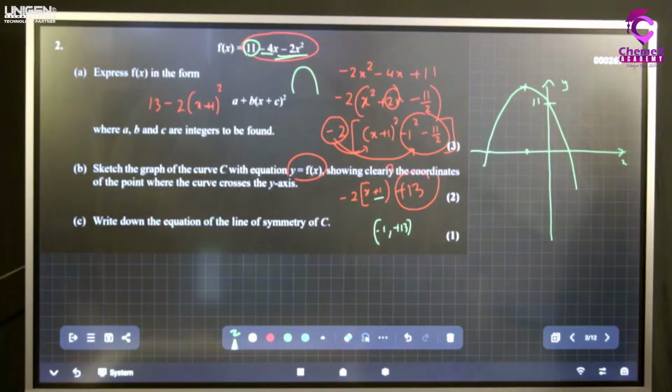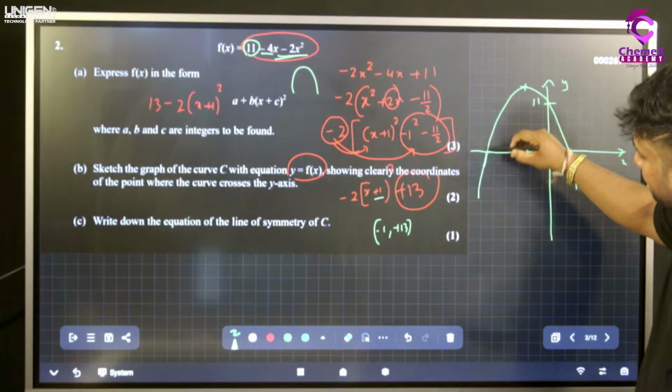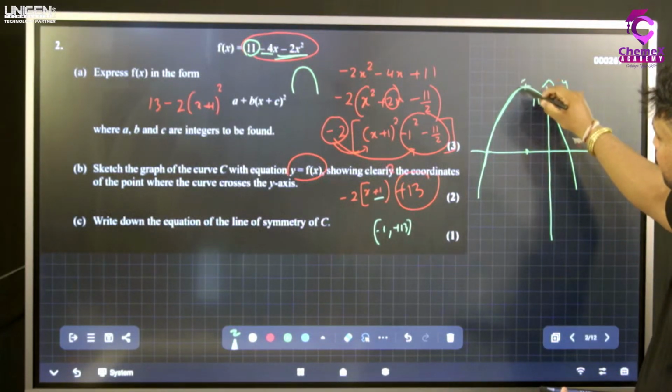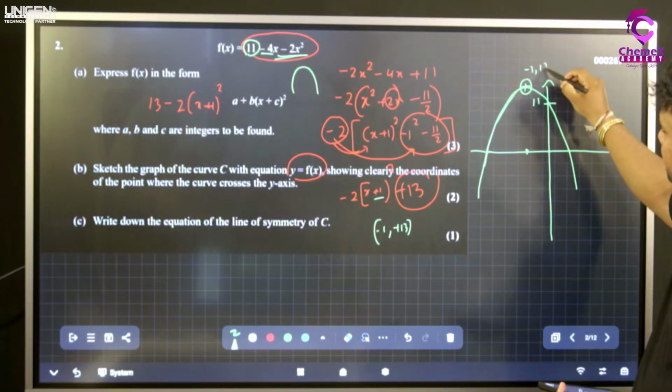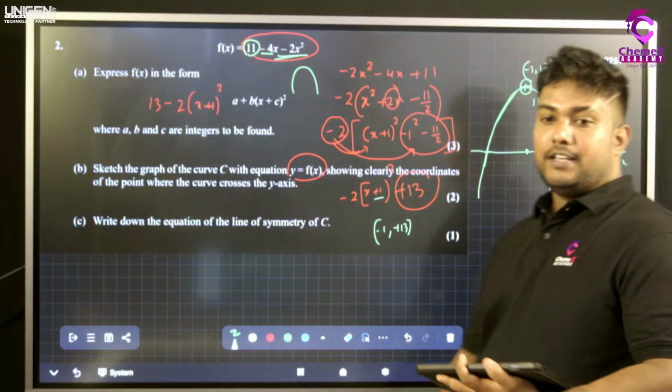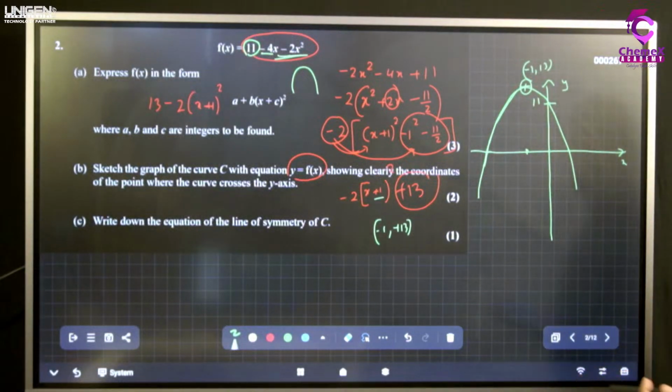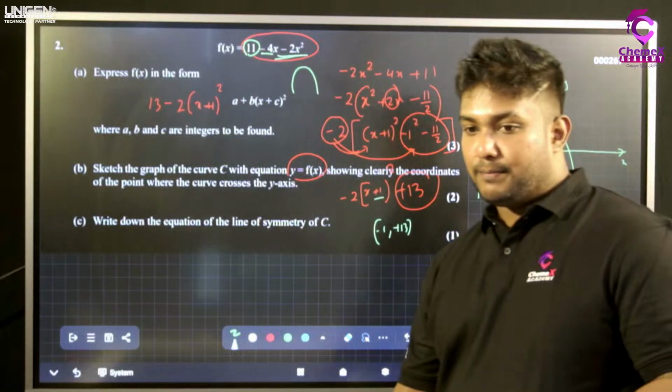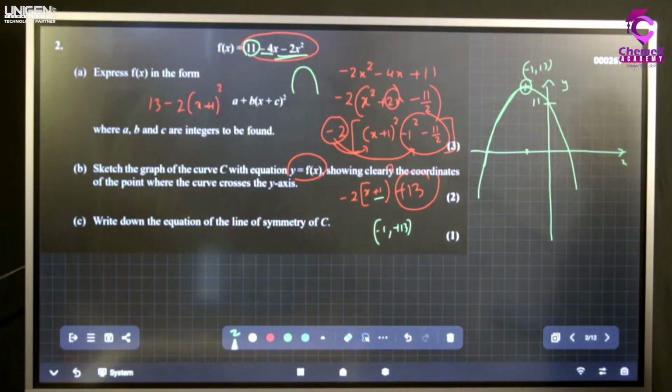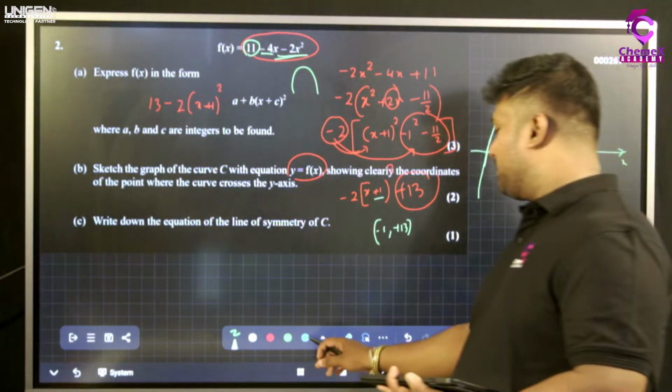Any questions of sketching the curve? And this coordinate is minus 1 comma 13. Any questions? Nelly? Sir, how did you get minus 1? Yeah, how did I get minus 1 comma 13?